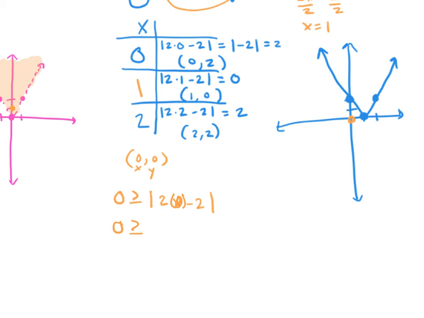So what is 2 times 0? What's 2 times 0? 0. What's 0 minus 2? Negative 2. But what's the absolute value of negative 2? 2. So is 0 greater than or equal to 2? No. So this does not work. So does that mean we're going to shade on the inside or outside? Perfect. Since 0, 0 is on the outside and that did not work, that means we shade on the inside.